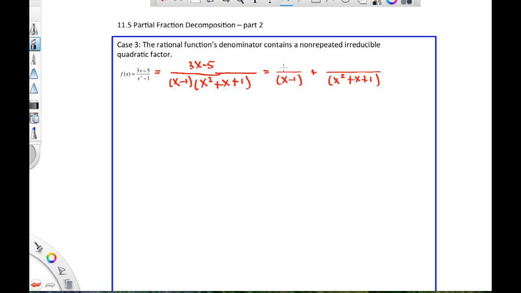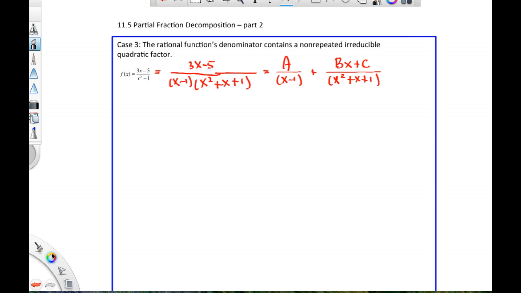Here, since this is linear, you would still just get an a. Over here, since it's an x squared plus x plus 1, a quadratic, you could have b times x plus c on top. That doesn't mean you have to have all these terms. A does have to be something to get the x minus 1 to show up, but b could be 0 as long as c is a number. So we need to find out what a, b, and c are.